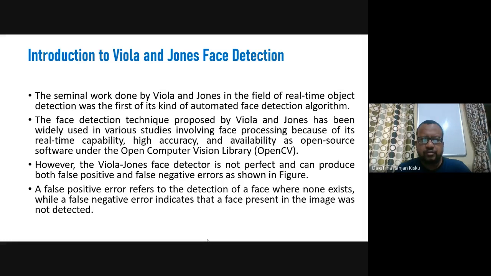In 2001, Viola-Jones first introduced a face detection algorithm for frontal view faces, and it was an automatic face detection algorithm based on Haar features and the AdaBoost algorithm. This seminal work by Viola-Jones in the field of real-time object detection was the first of its kind. The technique has been widely used in various studies involving face processing because of its real-time capability, high accuracy, and availability as open source software under the Open Computer Vision Library.